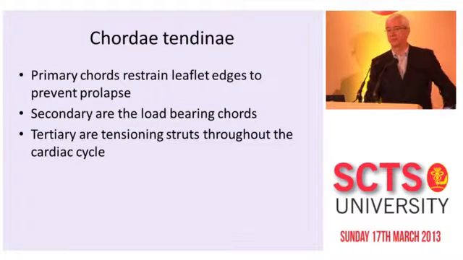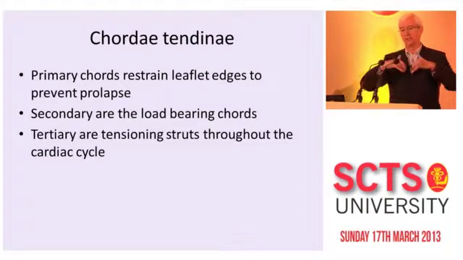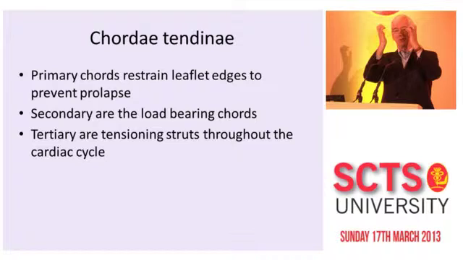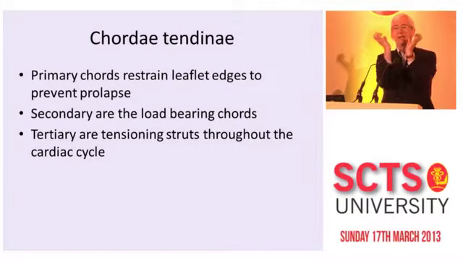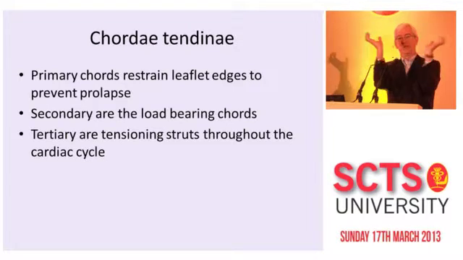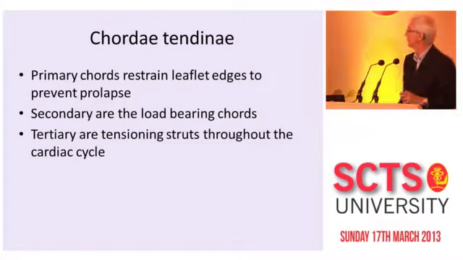So the primary cords restrain leaflet edges to prevent prolapse. They're rather like the guy ropes in a tent. When the ventricle starts to contract, the primary cords stop the leaflets prolapsing. And if you look in Barlow's, where they're all prolapsing, you'll see the whole valve everts and the whole atrial wall and ventricular complex move outwards.